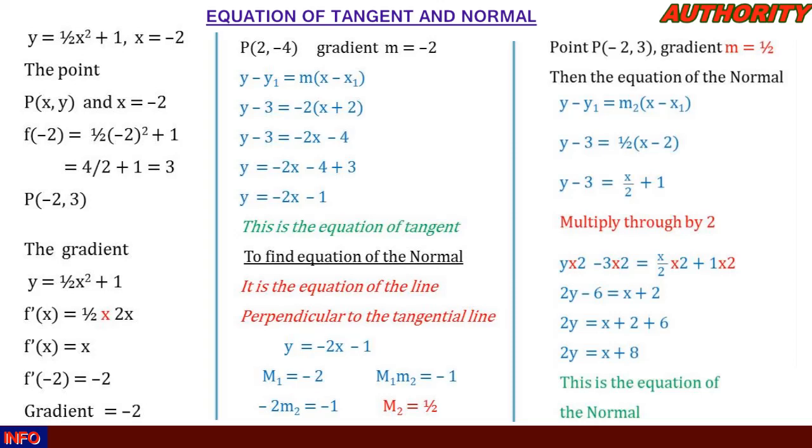Yes, we have listed the ways to find the equation of the tangent and the equation of the normal. Please, I want you to use this same procedure, this method, to find number 3, the equation of the normal and the equation of the tangent.